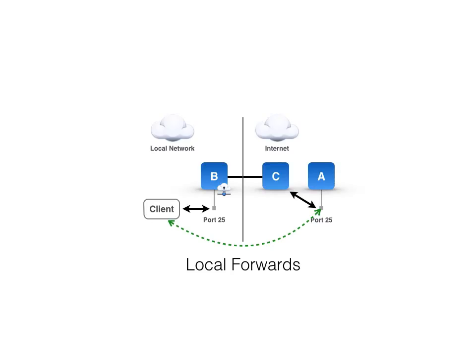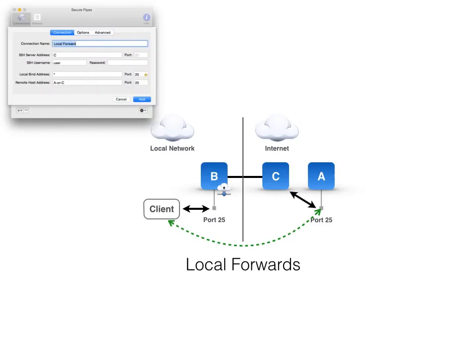Maybe the cloud server is running a mail server itself, or maybe it just wants to forward to another mail server that you know on the internet. So that's just one example of an application. So how do you set this up?